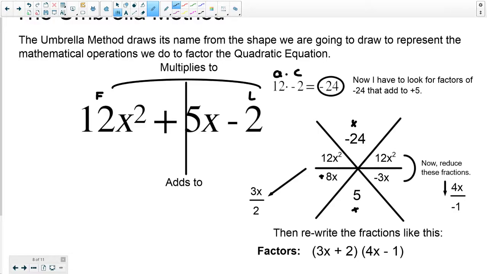So what we get is we rewrite the fractions as factors. 3x over 2 becomes 3x plus 2. That was why I put the positive sign here. And then 4x over negative 1 turns into 4x minus 1.